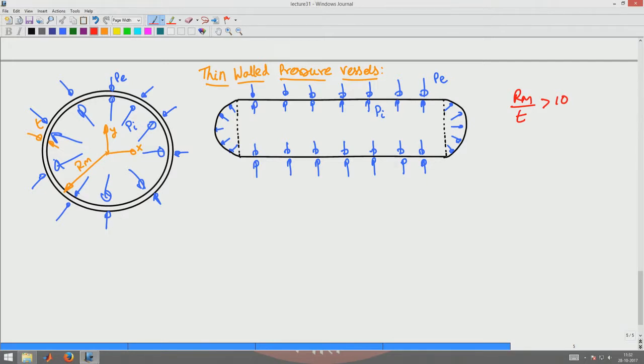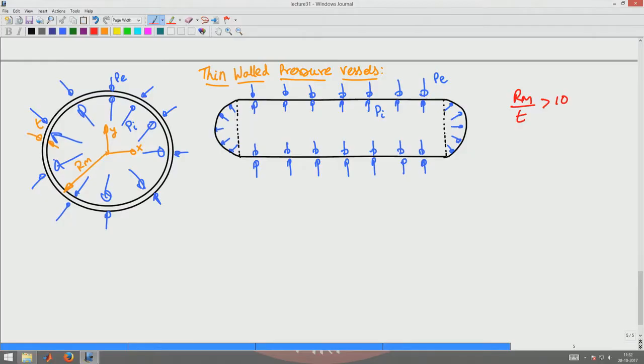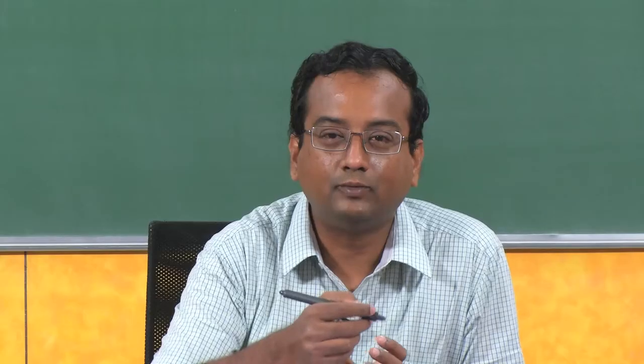Now, how do you analyze these structures? What are the stress components that will be present? We saw from our thick walled cylinder solution that the predominant stress that is present is the hoop stress. So, I have to estimate first the hoop stress. To estimate the hoop stress, I have to make a cut such that the hoop stress comes out in the free body diagram.